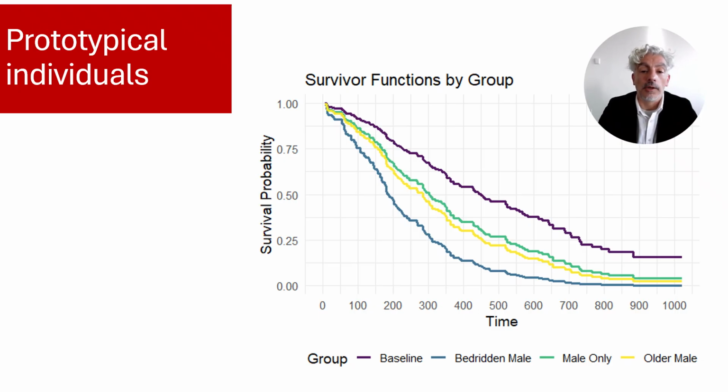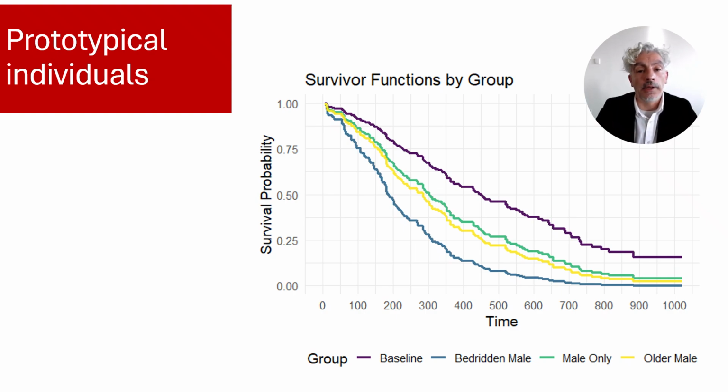But these methods also give the possibility of estimating the functions of prototypical individuals in the sample, so individuals that display meaningful and relevant combinations of predictor values. So we can use the properties of risk scores to estimate the functions, and in this example I reported, for example, the survival function of individuals that display different combinations of values in the predictors.